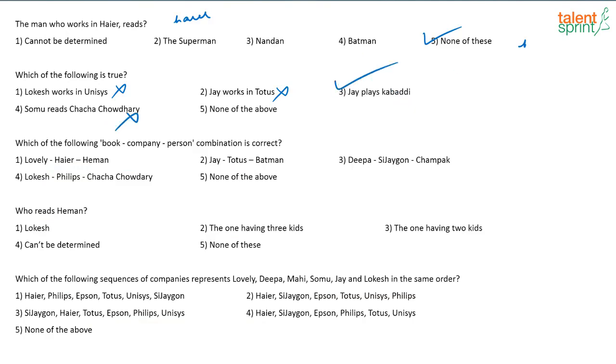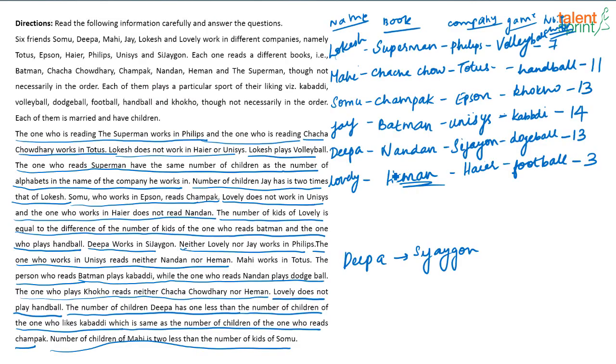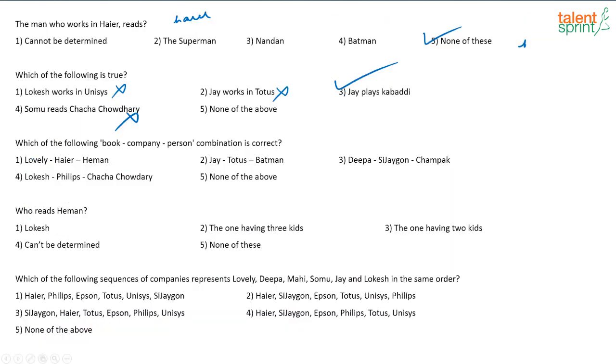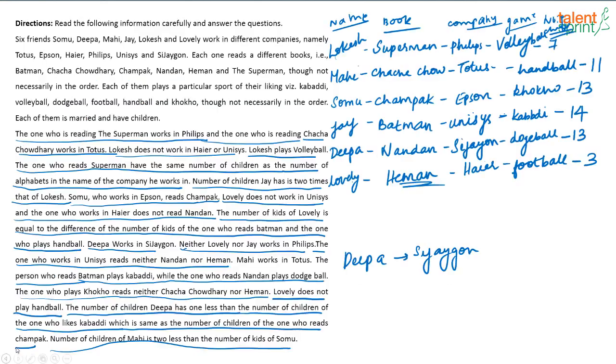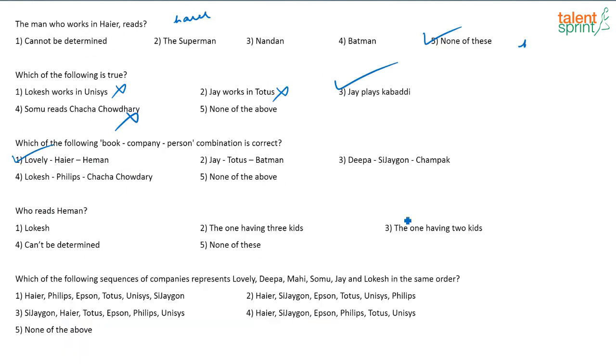Next one. Which of the following book, company, person combination is correct? Which combination is correct? Lovely, He-Man, Higher. So that is correct. Who reads He-Man? Lovely reads He-Man. How many children does Lovely have? Lovely has 3 children. So I can say the one who is having, sorry, not 2 kids, the one who has 3 kids.